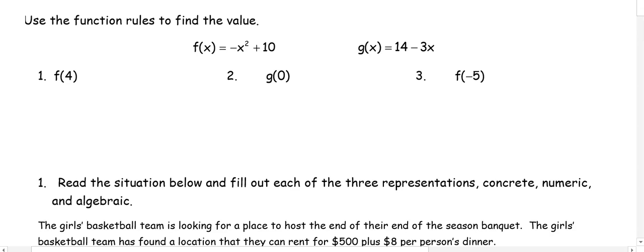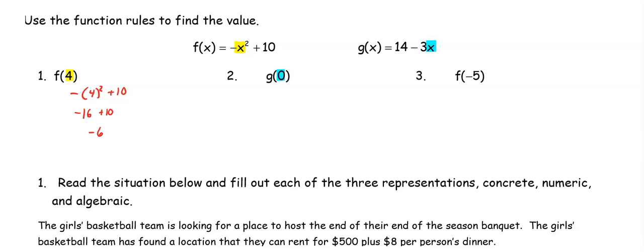So in number one, we have f of 4. So 4 is going to go into our f equation for x. Everything else stays the same. So when we rewrite this, we have negative parenthesis 4 squared plus 10. Well, 4 squared is 16, but that negative is there, so it's going to be negative 16 plus 10, which gets us negative 6.